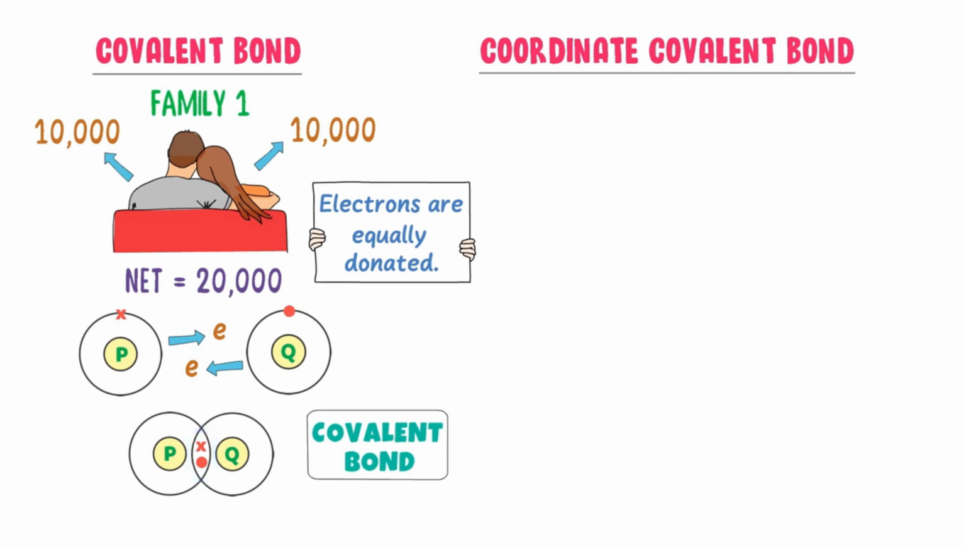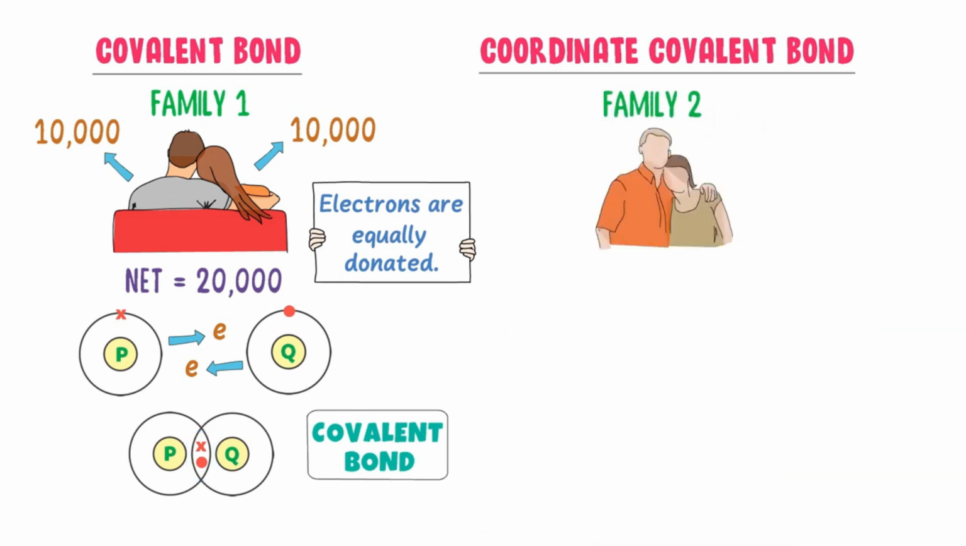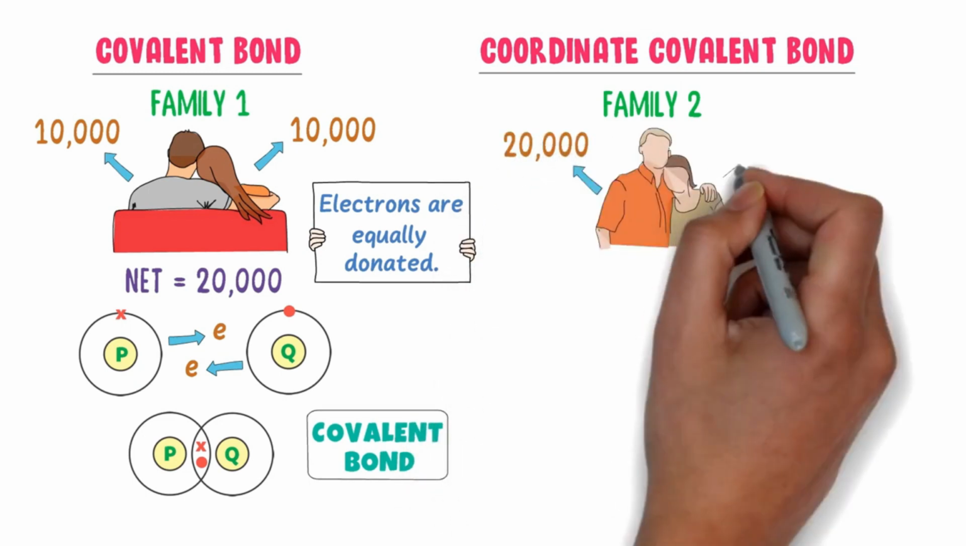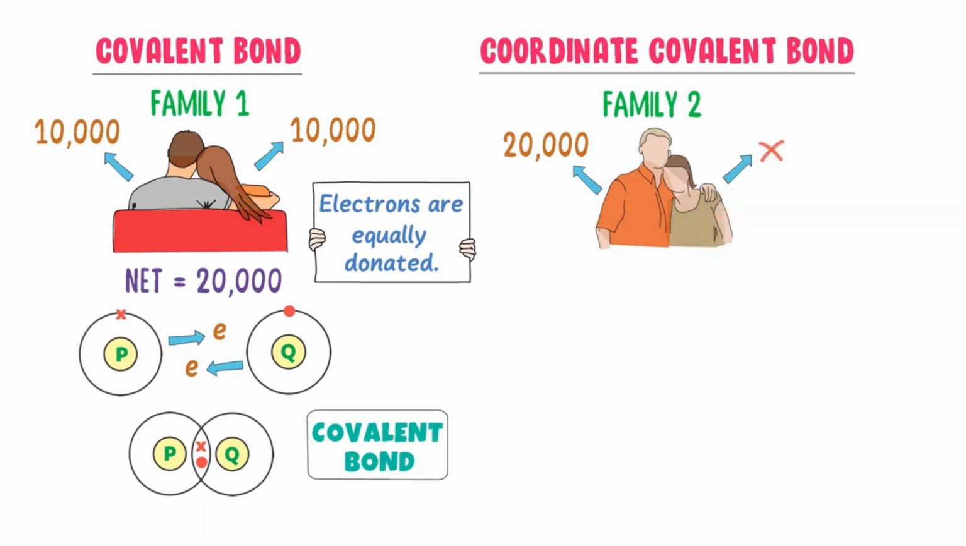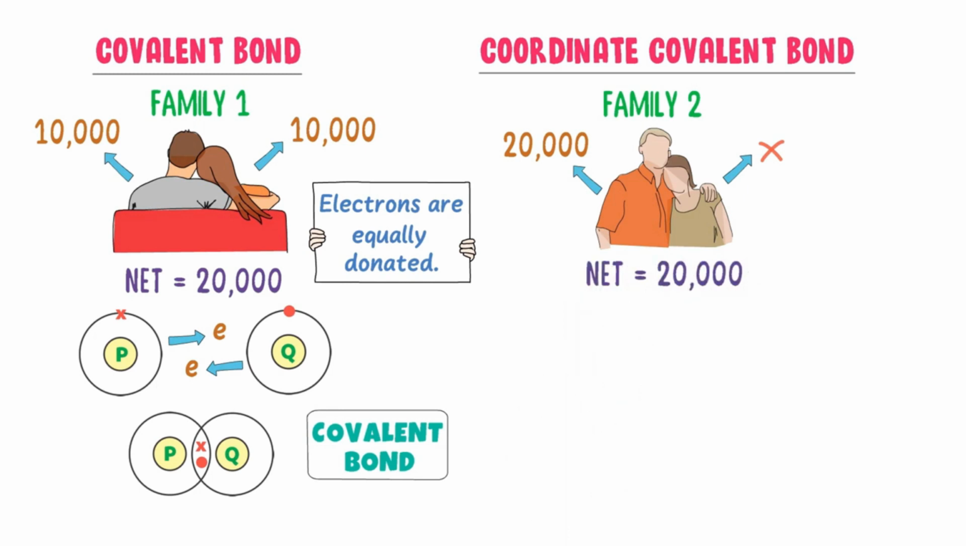On the other hand, consider family number 2. Let this be Mr. Najm and this be his queen. Let the salary of Mr. Najm be 20,000 and his queen remains in the house and she doesn't go to any job. So the net amount of this family is 20,000, but this amount is used by both of them, by Mr. Najm and by his queen.